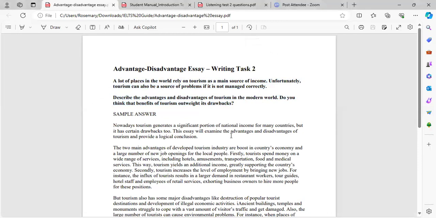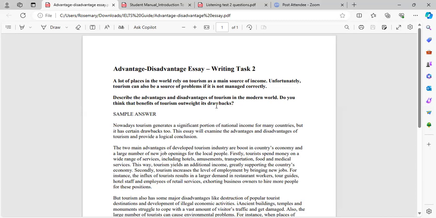A lot of places in the world rely on tourism as a main source of income. Unfortunately, tourism can also be a source of problems if it is not managed correctly. Describe the advantages and disadvantages of tourism in the modern world. Do you think that benefits of tourism outweigh its drawbacks? So you have to state your opinion as well. You have to describe advantages and disadvantages, and the question asks whether you think the benefits of tourism outweigh its drawbacks.